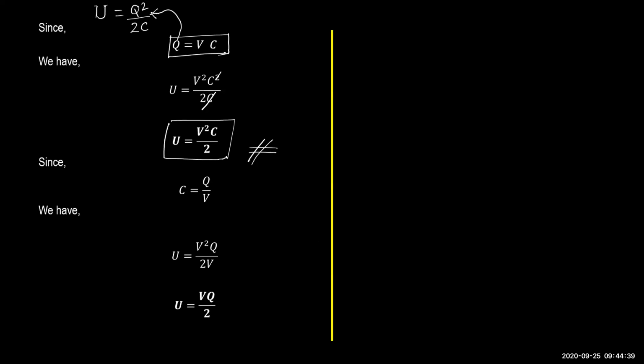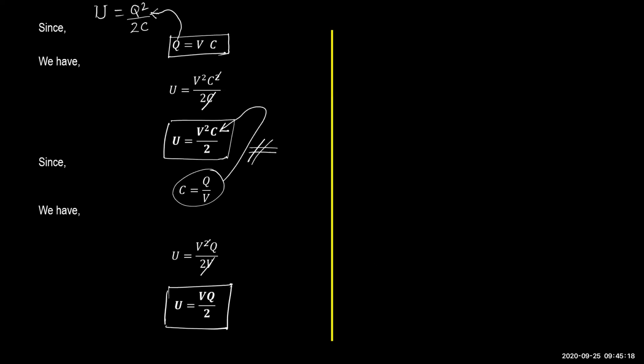Okay, similarly, if I make one more change, that is, I know that C is equal to Q by V. This formula I know. Now, if you substitute this in the place of C, then it will be V square Q divided by 2V. And here also, if one V is cancelled, then we are left with VQ divided by 2, another equation for the potential energy. Okay? Any problem? Another equation for potential energy.